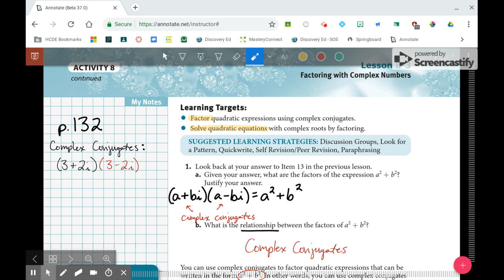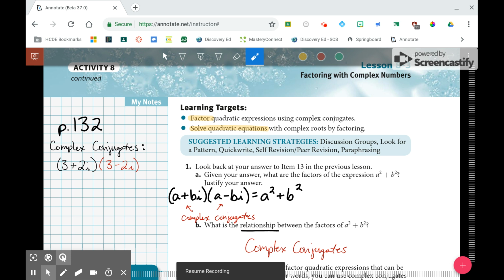Remember, complex conjugates are where we have a complex number and then its conjugate would be the opposite imaginary term. So notice if we have 3 plus 2i, its complex conjugate would be 3 minus 2i. Notice the imaginary terms are opposite. So today we're going to use that knowledge of complex conjugates to help us factor quadratic equations and also solve quadratic equations. So those are our two learning objectives for today.